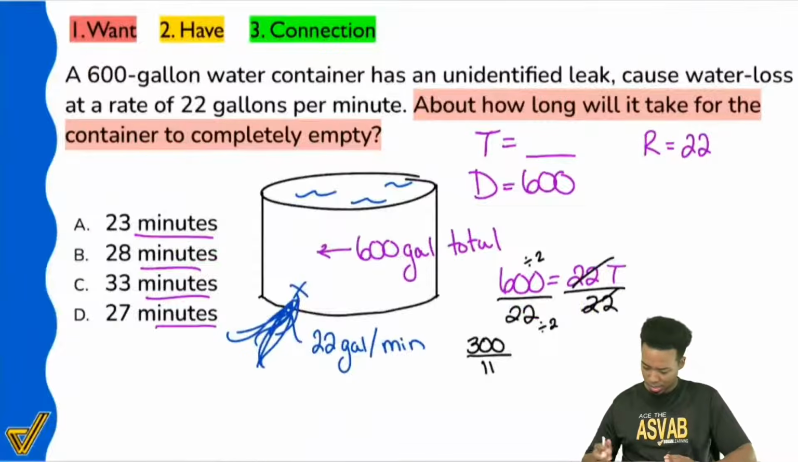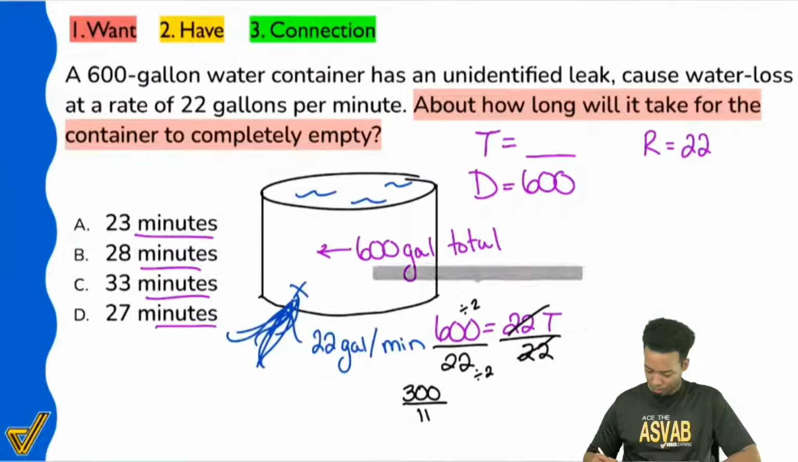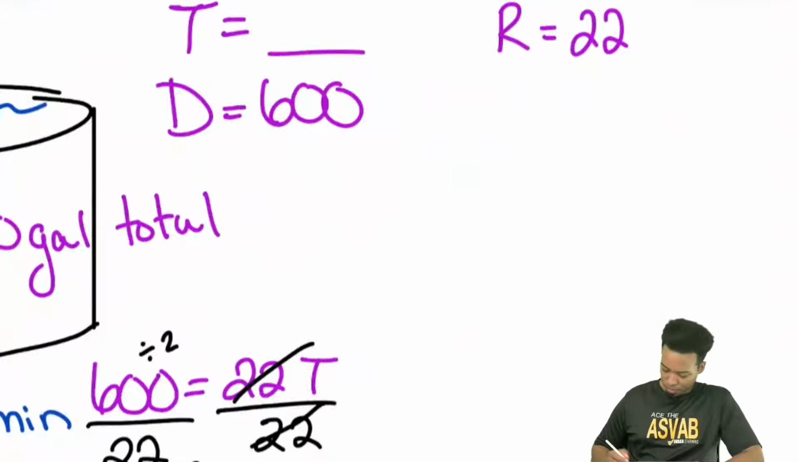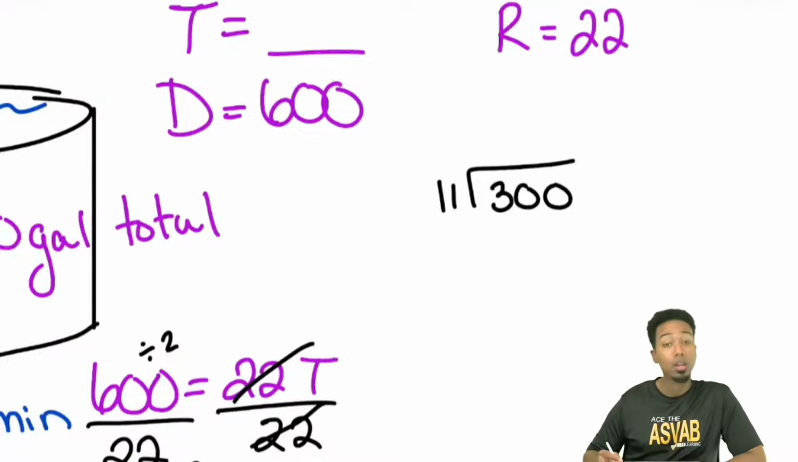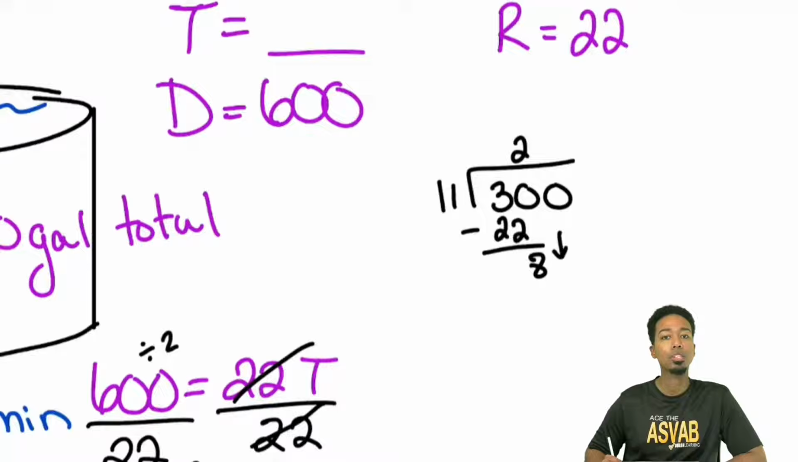And I'll do that over here, giving myself a little more room. And I'll do it over here. 11 into 300. 11 goes into 30 two times right there. And then we'll go ahead and subtract the 22. That's going to give us 8 left over. And we'll bring down that 0, giving us 80. 11 goes into 80 7 times.